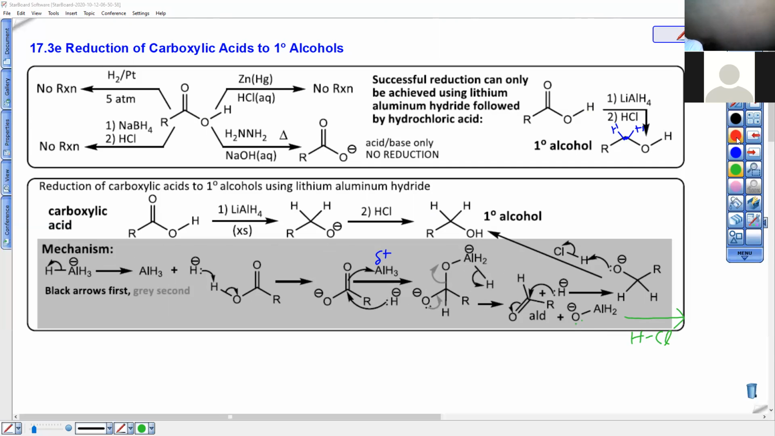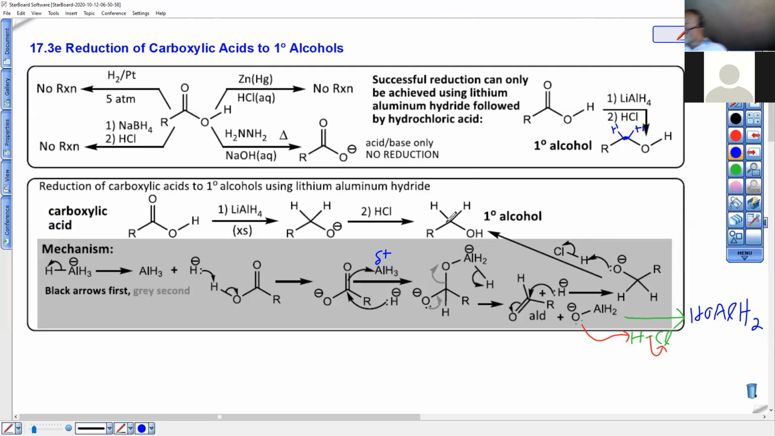There's an excess of HCl. It will protonate to make HOALH2, which isn't even the final product because each of these hydrides reacts as well. We won't get into that. But the most important thing for HCl is to protonate the conjugate base of the alcohol to make the alcohol.